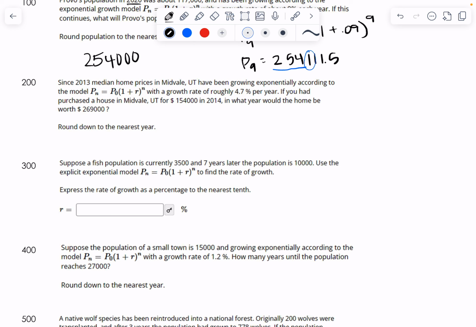Next is about home prices. So the initial cost of the home is $154,000. The rate is 4.7, so we would write 0.047. And then it says in what year, so we don't know what n is. In what year would the home be worth $269,000? And how we solve these problems is you divide by the number in front, which is 154,000.